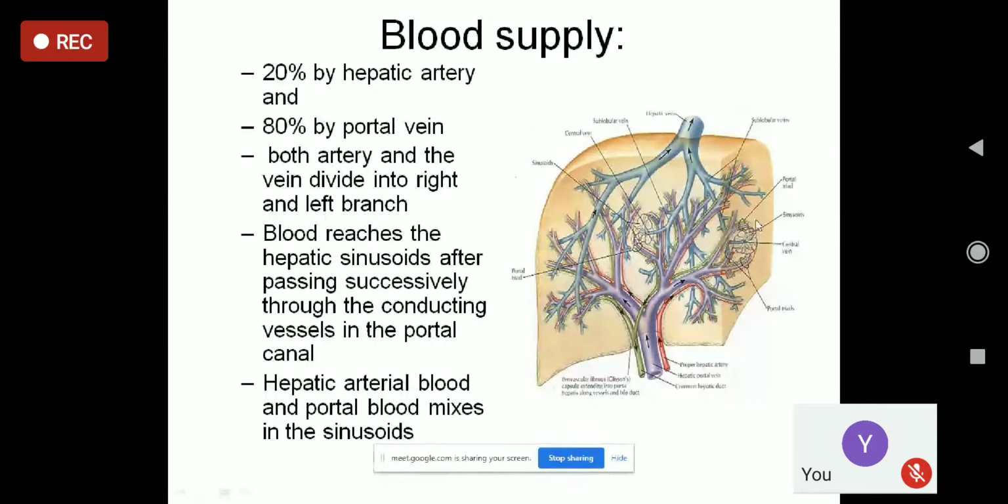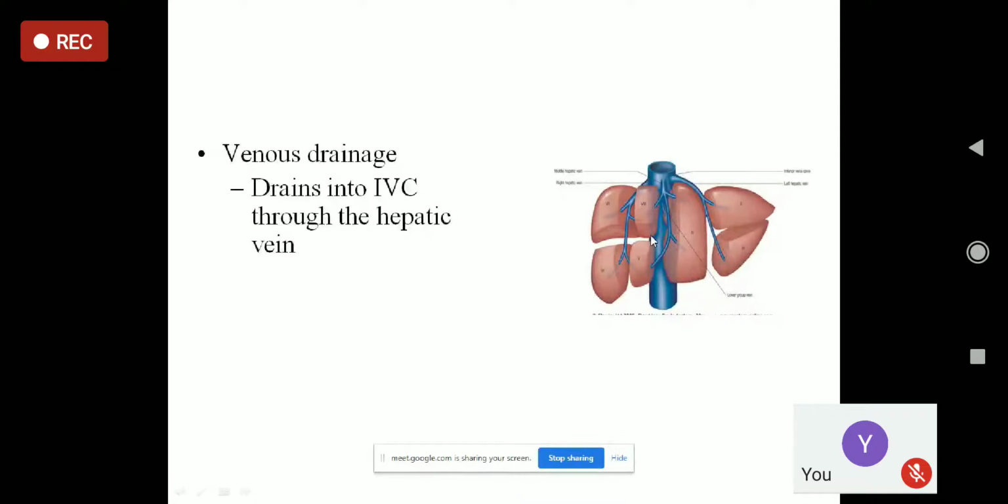Look here, it forms the sinusoids after passing through the portal canal. So it will go here and form the sinusoid. Hepatic arterial blood mixes with the portal blood in the sinusoids. Look at it, the hepatic artery and portal vein form the sinusoid and the blood is mixed over here. And this is the hepatic vein from which it will drain out. So that is the blood supply. And venous drainage, as I told you, is by the hepatic veins, coming from all parts and draining into the inferior vena cava.